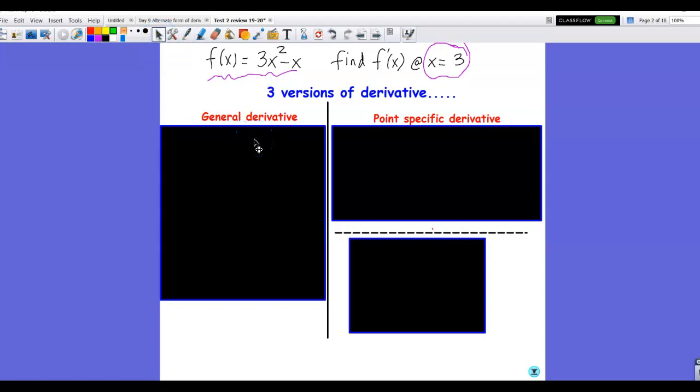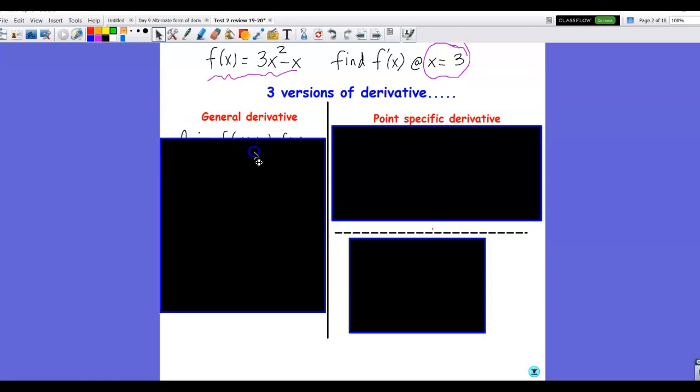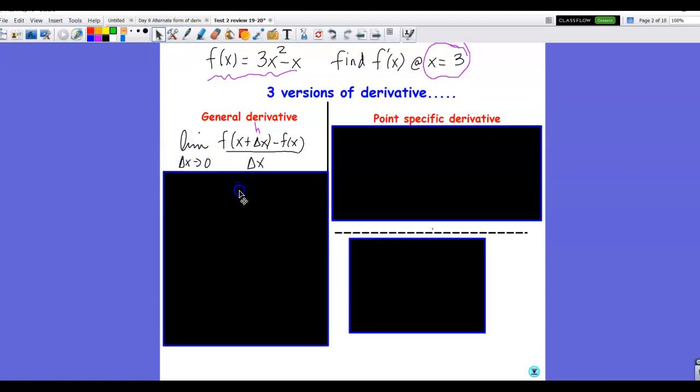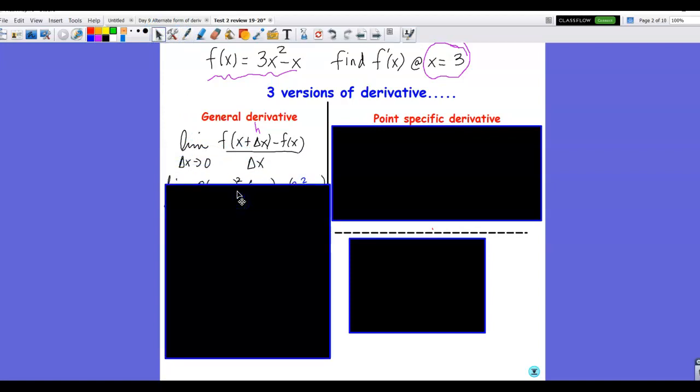So if we wanted to find the general derivative, in this case we would not consider the x equal to 3. We would begin with our slope generator, and the general derivative is f of x plus delta x. A lot of times you'll see h instead of delta x, so don't let that throw you off. So that's change in y over change in x, and this could be h approaching 0 over h instead of the delta x. Sometimes that's a very often used variable.